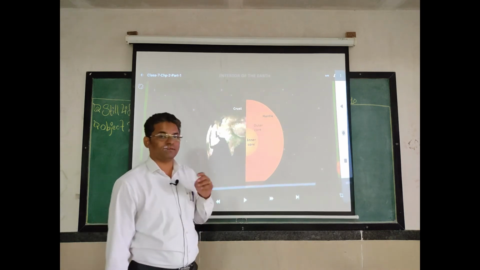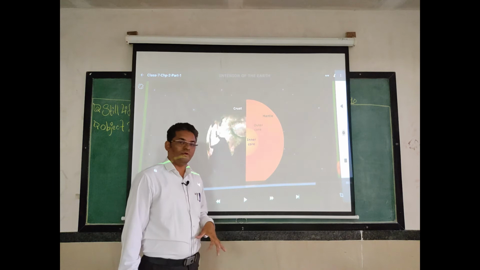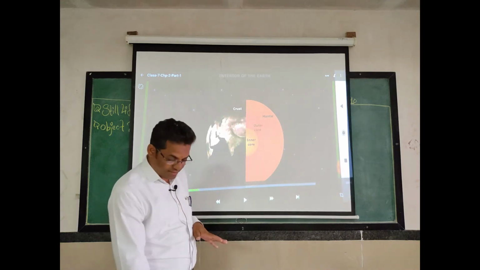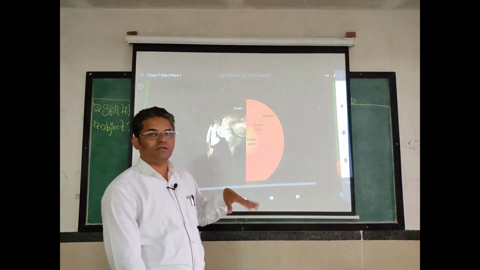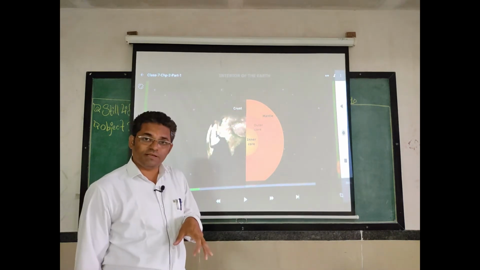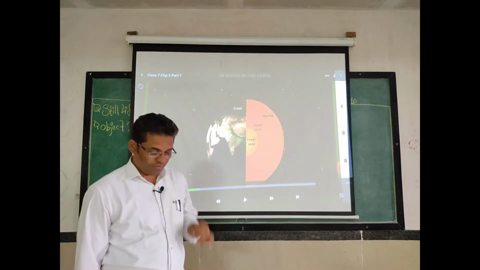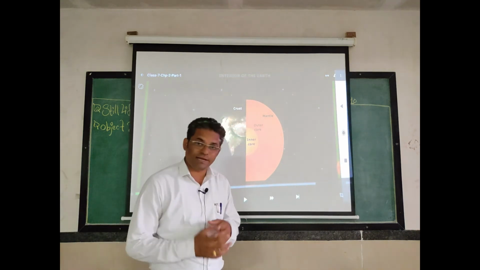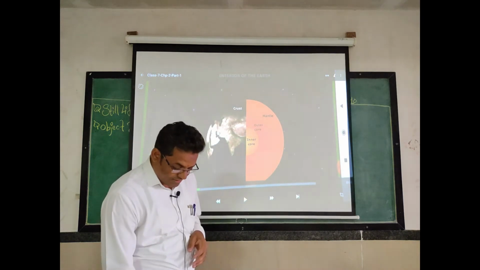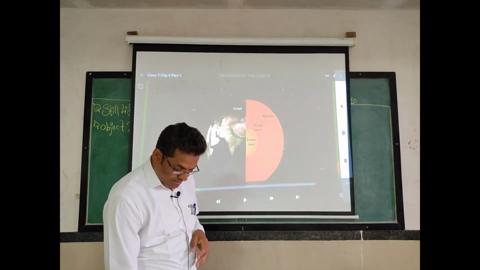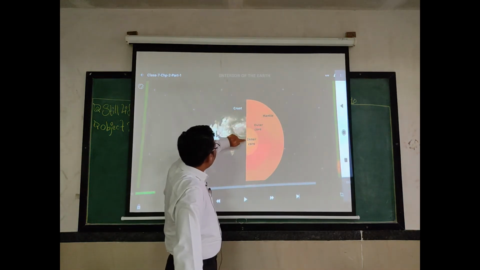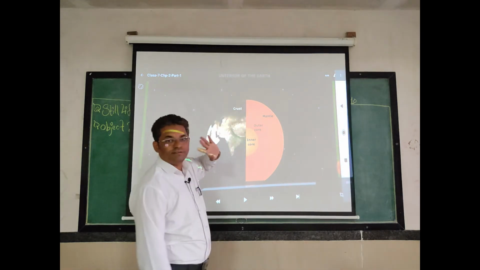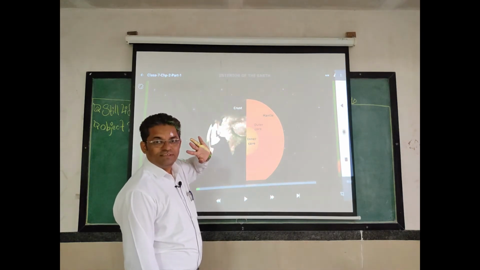Okay, so man has successfully dug a hole in the ground up to 4 kilometers. Digging has been done more than that. The deepest well is in South Africa, that is 4 kilometers. That is a mine, a coal mine. So that is 6 kilometers, and if you start digging from the earth crust to the inner core, it is nearly about 6,000 kilometers.